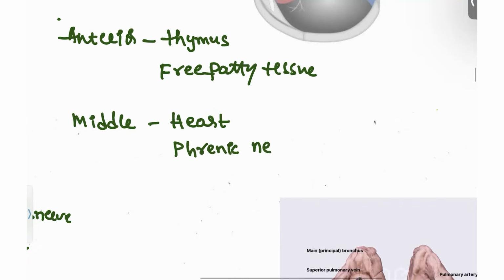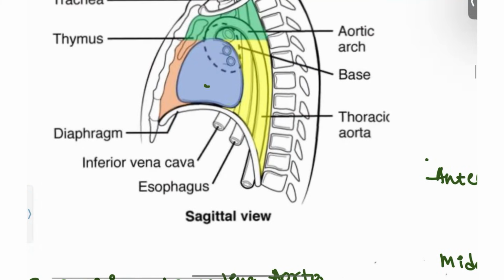And next, the middle. In the middle, you will have the heart, and also the phrenic nerve and pericardial tissue. These are the middle mediastinum. Here you can see this is the heart that is present. Along with that, the phrenic nerve and pericardial tissue are present here.